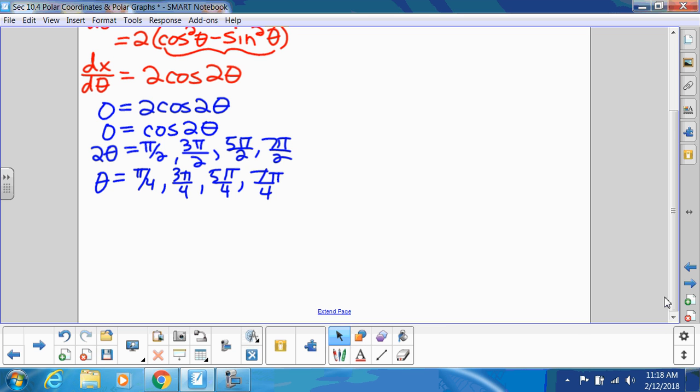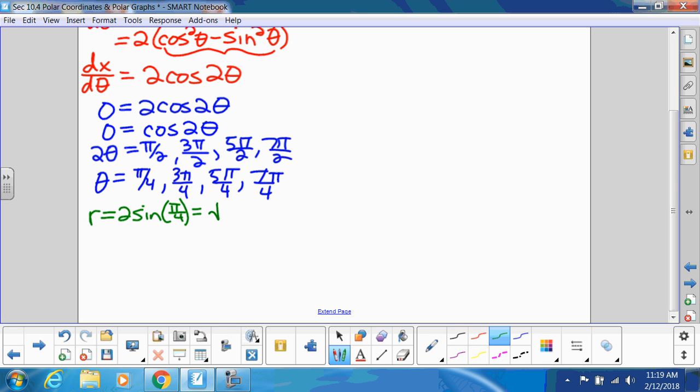Let me plug these in just real quick to show you what happens here. If I plug this into my polar equation, 2 sine of, let's say the first one, pi over 4, that gives me a square root of 2. If I plug in 3 pi over 4, I get, I'm sorry, not pi, square root of 2. Okay, and then do the same thing for the others.